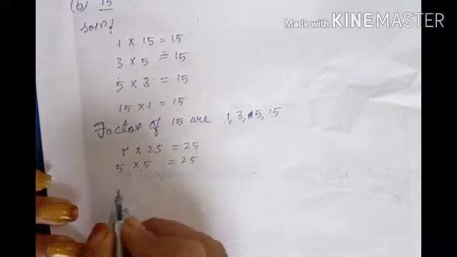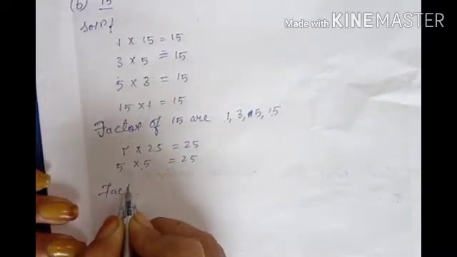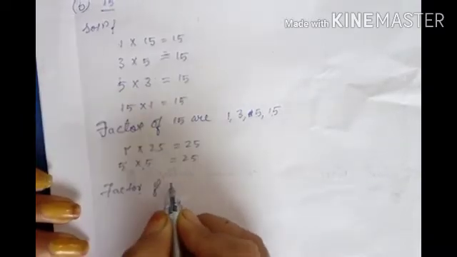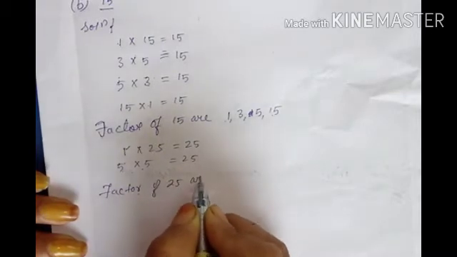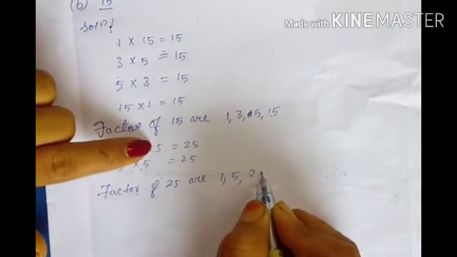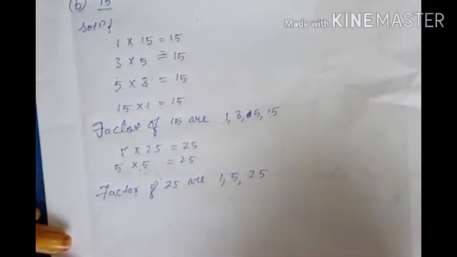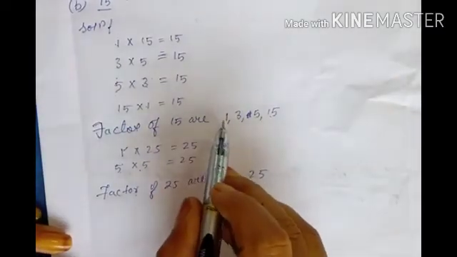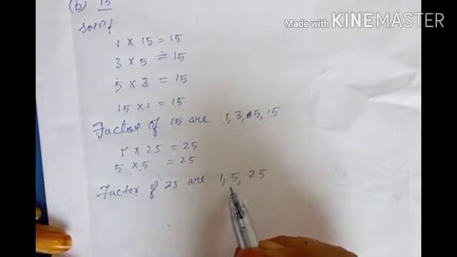Therefore factors of 25 are, what did we get? 1, 5, then again 5, then 25. So these are the factors. Here we got 1 and 3, but here there is no 3, so 3 will not be a common factor.